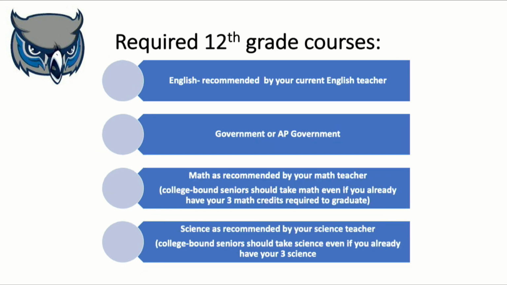And lastly, if you are 11th going into 12th grade, you will need English. You'll need to pick a government class, whether that be on-level government or AP. Math, recommended by your current math teacher. You only need 3 credits of math to graduate high school, but we recommend for college-bound seniors taking a 4th year, even if you've already done the 3 required, and that will go towards individual focus credits for graduation. And that is the same for science. You only need the 3 required for graduation, but for college-bound seniors, we recommend taking a 4th year.